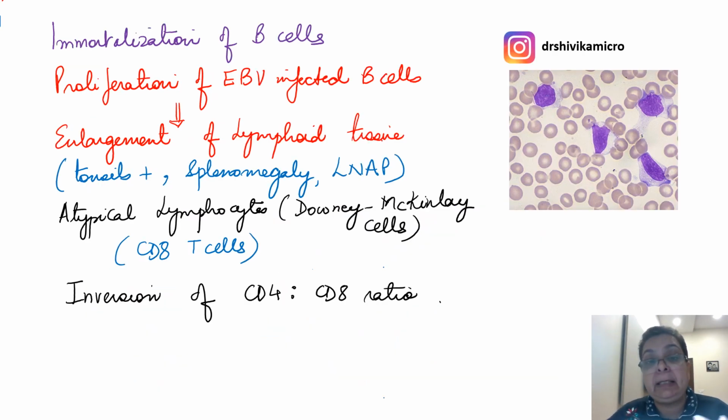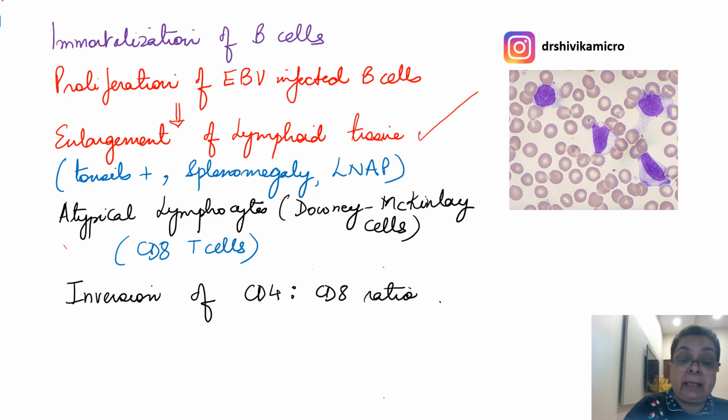Now, once a B cell gets infected with Epstein-Barr, it leads to immortalization. What does this mean? That if we propagate these B cells in cell lines, they can be indefinitely propagated. So basically, they have become transformed cells capable of indefinite replication. Now, the infected B cells undergo activation. So there is polyclonal activation followed by proliferation of these B cells, and that is responsible for the enlargement of the lymphoid tissues, the enlarged tonsils, the lymph nodes, the spleen.